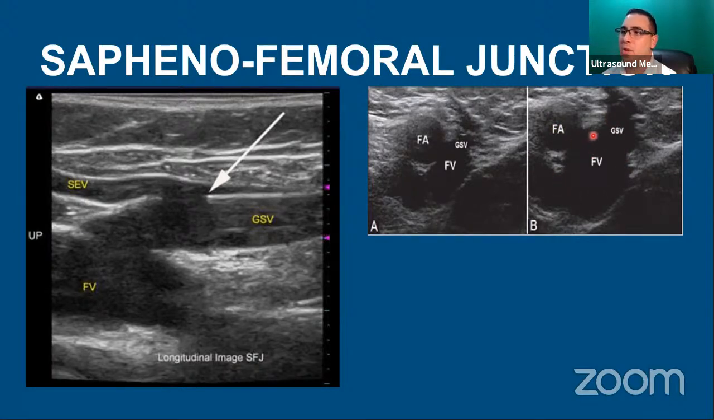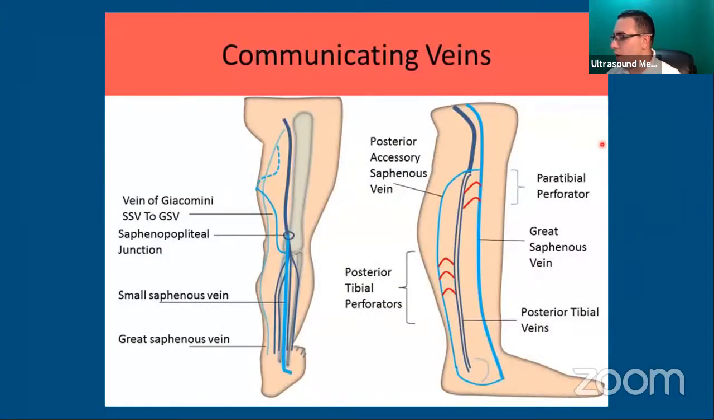At this time, when we have this picture, we do a compression. We have to make sure that this great saphenous vein and the common femoral vein both go away from the picture. All right. So also we have what we call the communicating veins.